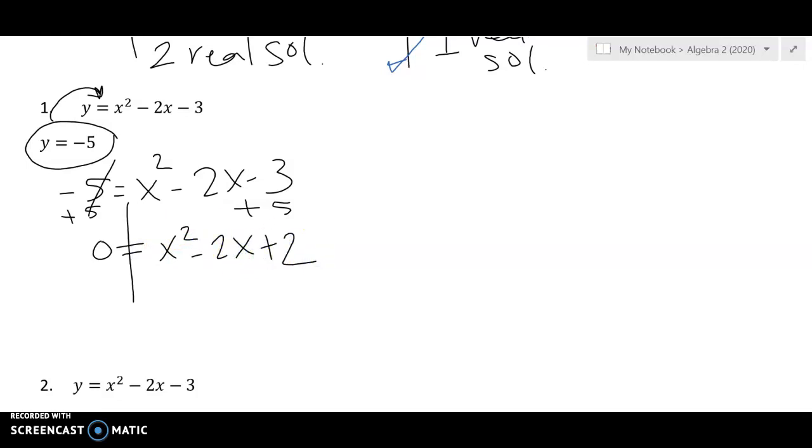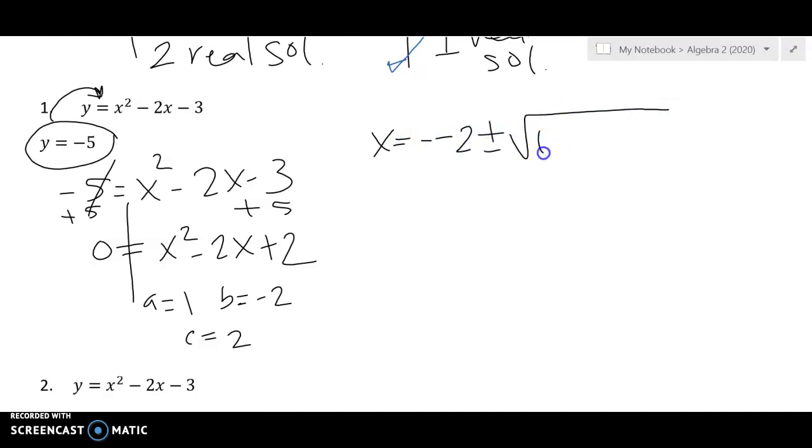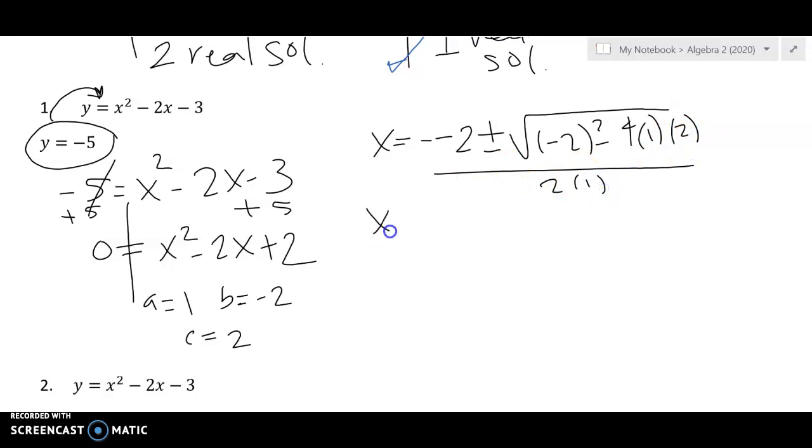Once you have it equal to 0, you can solve this by any method. We know factoring, graphing, quadratic formula, solving by square roots, completing the square, lots of different methods. I'm going to use the quadratic formula because that's the one that works every single time. So A is 1, B is -2, and C is +2. I'm going to write this over here. x equals -b, so -(-2), plus or minus the square root of b squared minus 4ac, all over 2a.